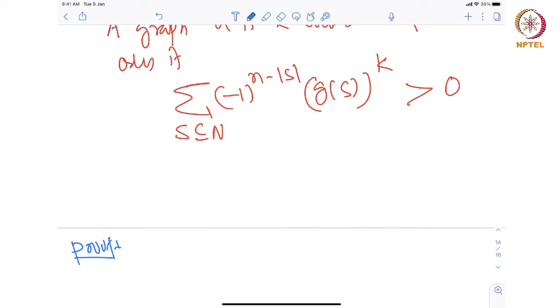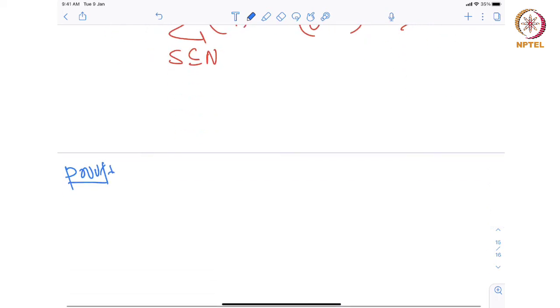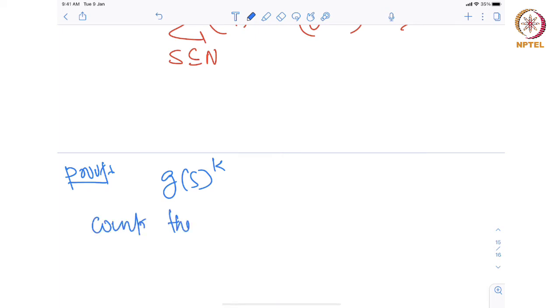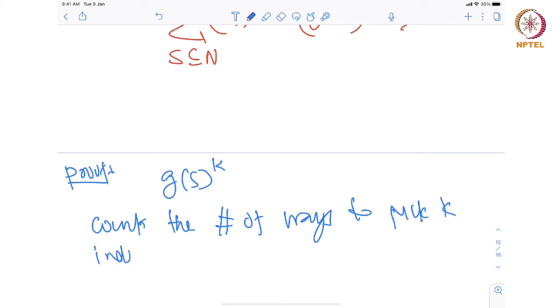So our intuition is that, in particular, what is a good way of picking K independent sets for our purposes? For us, good will mean, okay, so let's try to understand what G of S to the power K means. It counts the number of ways to pick K independent sets.